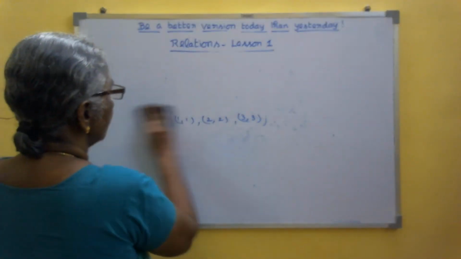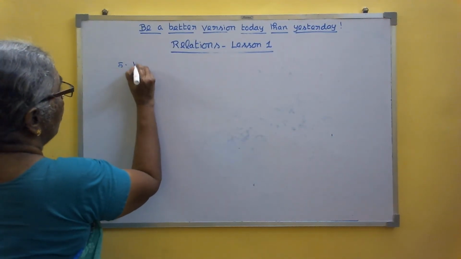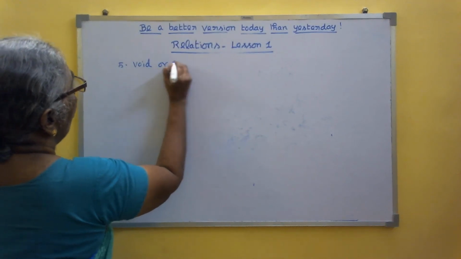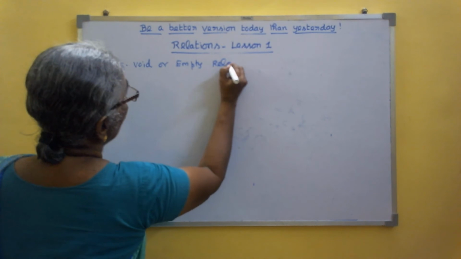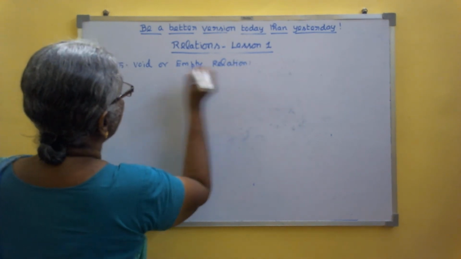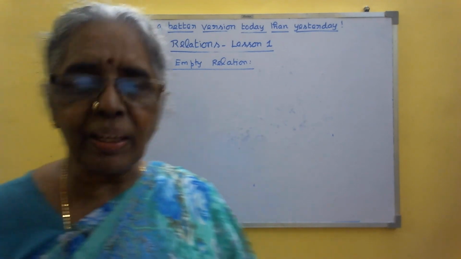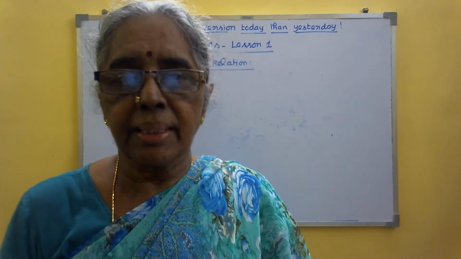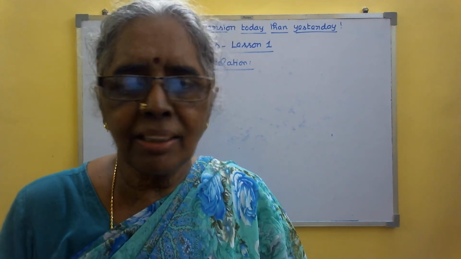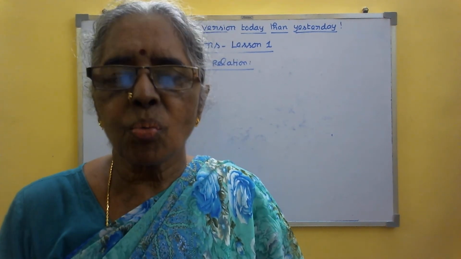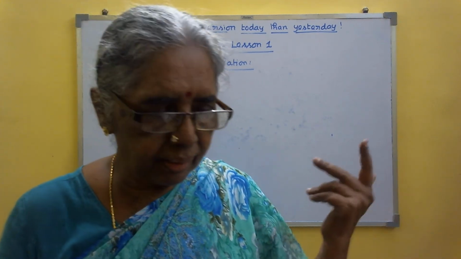One I told you is void relation or empty relation. This is called void or empty relation. That means definitely you won't get any element which has that relation. Okay, we can say for example, the set of all boys studying in a girls' school. Will there be any element? No. So that is an example of void or empty relation, right?